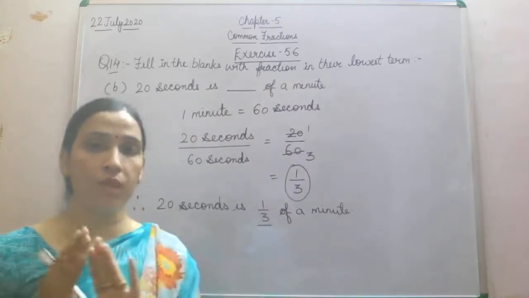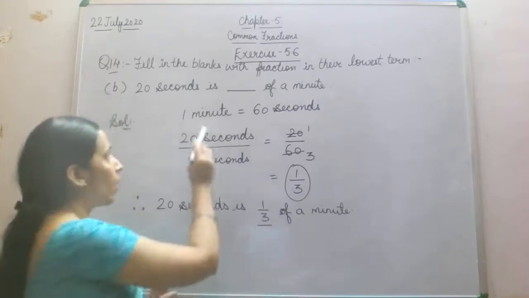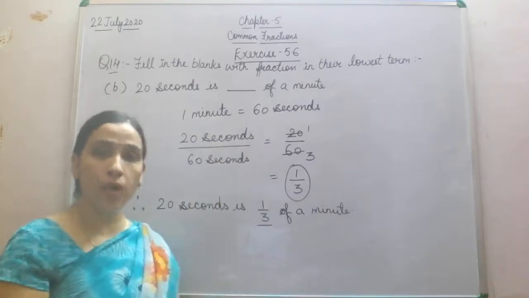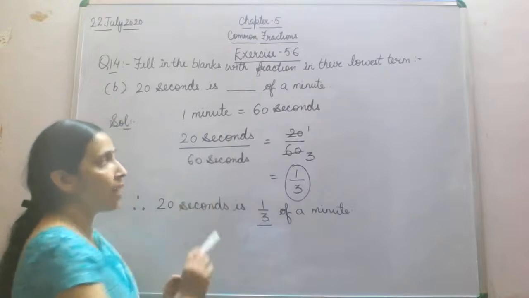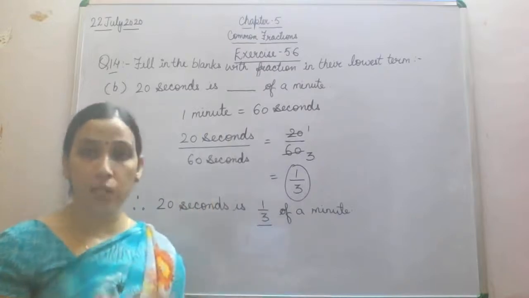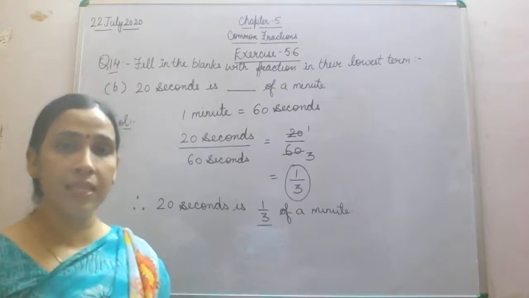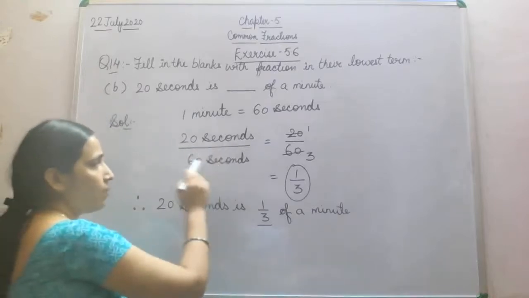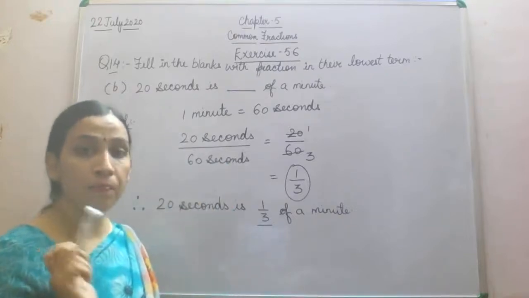Now first of all we have to find a relation between seconds and minutes. Now 1 minute is equal to 60 seconds, that you all are aware of. So we have to find the fraction, that what fraction of 60 seconds will be 20 seconds. So 20 seconds will be divided by 60 seconds. We will get 20 divided by 60.